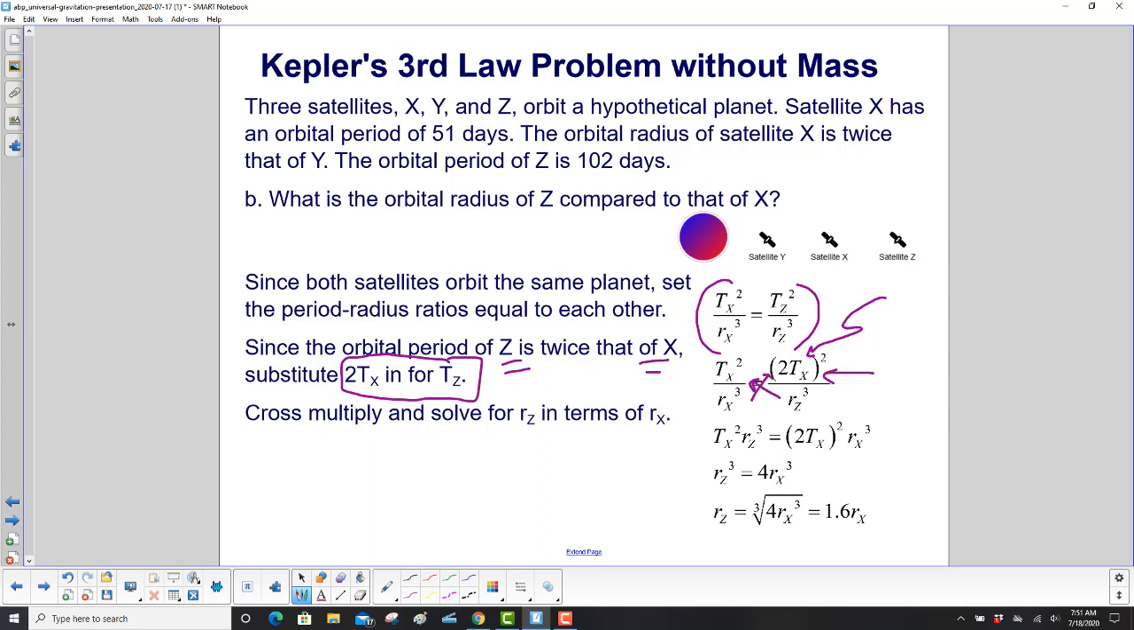Nobody likes dealing with fractions. And we have Tx squared Rz cubed equals the quantity 2Tx squared Rx cubed. So here's where the Tx squareds go out. And we have Rz cubed equals 4 Rx cubed. Rz will then be the cube root of 4 Rx cubed. The cube root of Rx cubed, of course, is just Rx. So Rz is 1.6 times Rx. The orbital radius of satellite Z is 1.6 times that of the orbital radius of X.